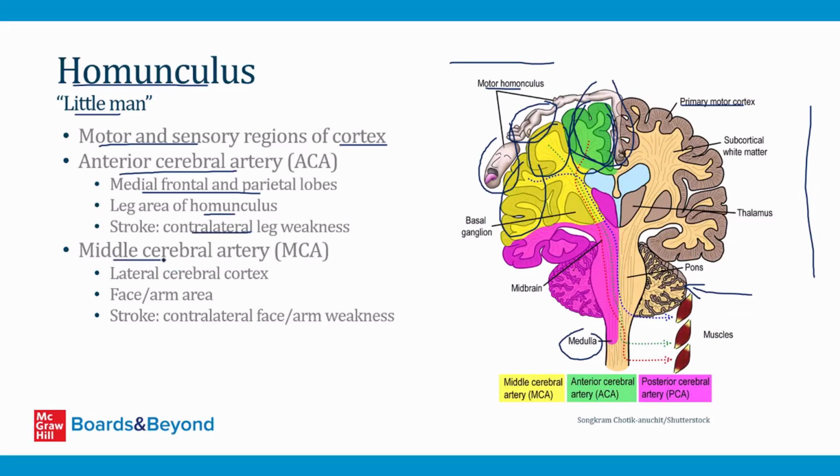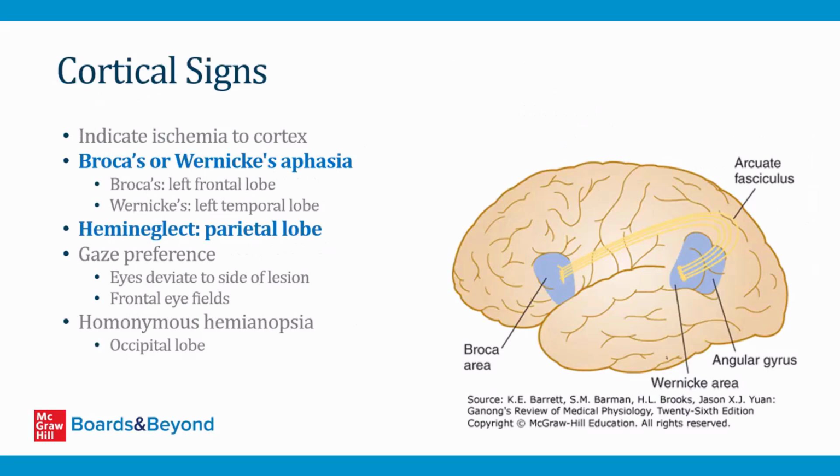In contrast, the middle cerebral artery supplies blood to everything shown in yellow here. So if you have a stroke involving the MCA, you're going to get damage to the lateral cerebral cortex. That's this yellow region over here. That's the face and arm area of the homunculus, and so the dominant feature of MCA strokes is contralateral face and arm weakness more than leg weakness. And then in case you're wondering, the posterior cerebral artery, or the PCA, mostly supplies the occipital lobe, which is involved in vision, and so that generally leads to vision problems, not problems with motor and sensory function in the extremities or the face.